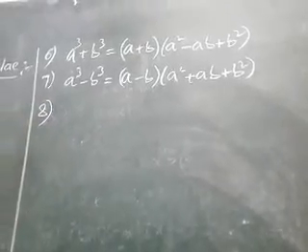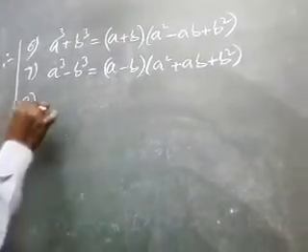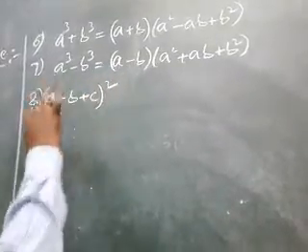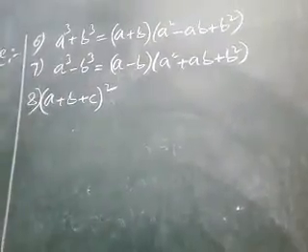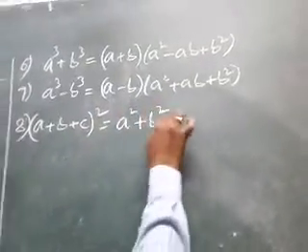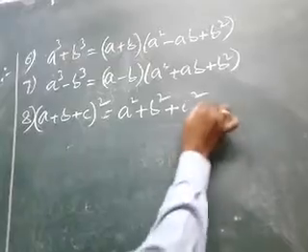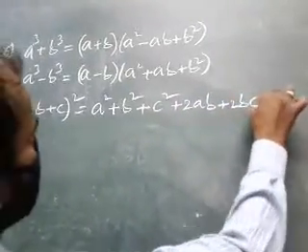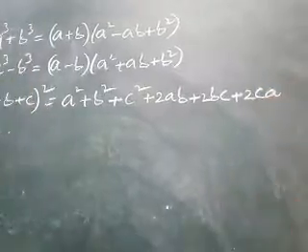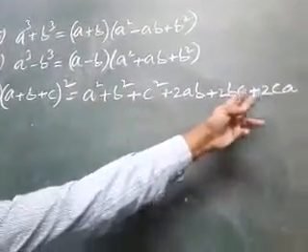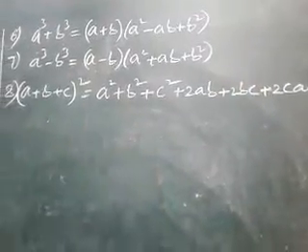Next, eighth one. (a plus b plus c) whole square is a square plus b square plus c square plus 2ab plus 2bc plus 2ca.